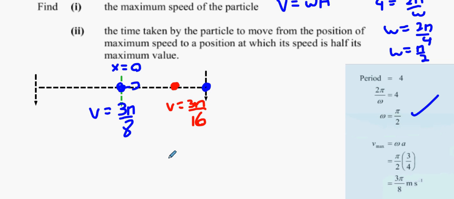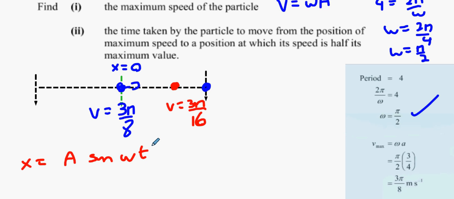Now, what type of question is it? A time question or a distance question? Time question. The only time formula I can think of is x equals a sine omega t. I'm going to use a sine omega t. Can anybody tell me why I'm using a sine omega t? Starts at the center. The marking scheme went different, but I have no idea why. Okay, starts at the center.